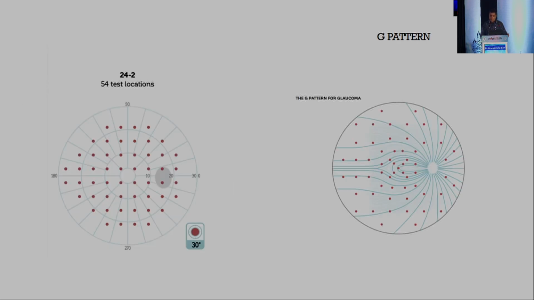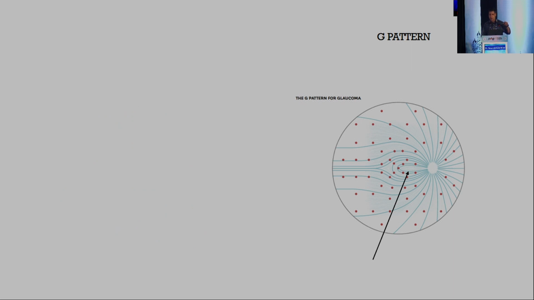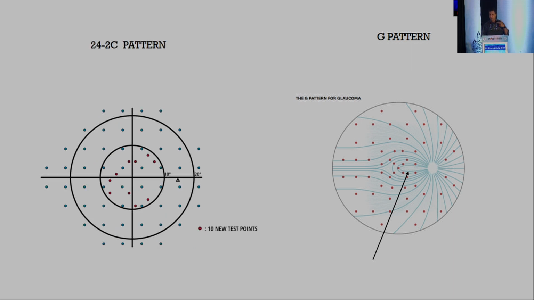But the Octopus does give you the advantages of having some optimized patterns for glaucoma, like for example the G pattern. You see that the G pattern points are more in the central and the paracentral area. And also the distance between the points are not equidistant. As you move away towards the periphery, the distance increases. The closest equivalent would be the 24-2 C pattern of the Humphrey, which was already described, where 10 extra central points are tested.